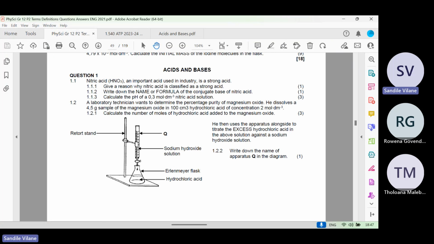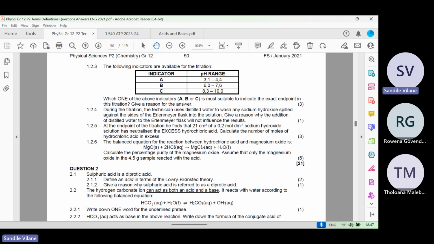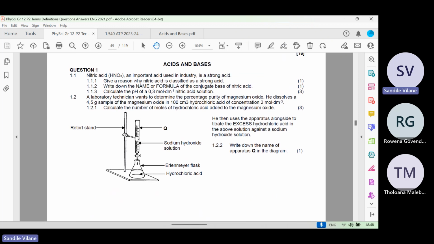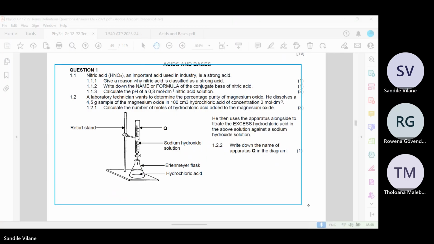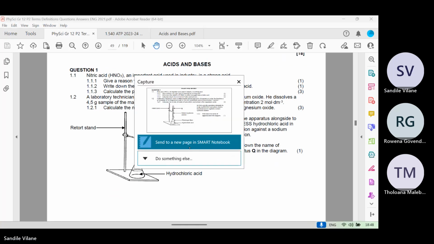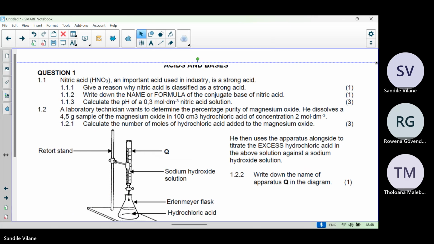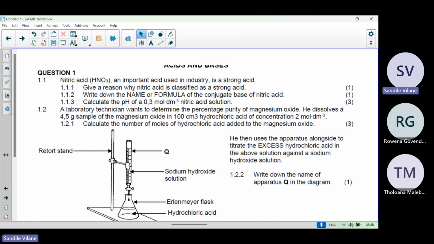All right, okay. Look at this question 1. This is also another interesting question, one of the reasons being that it speaks about titration. So I want us to look at titration.